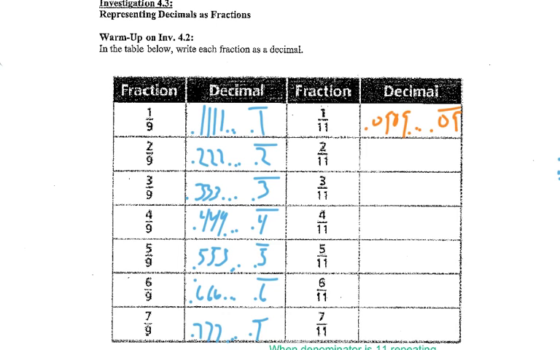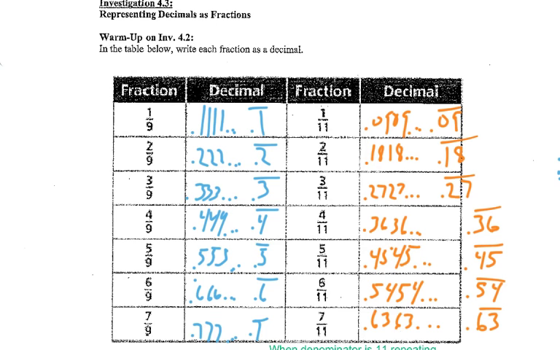Let me try again. So 2/11 is 0.1818 or 0.18 repeating. 3/11 is 0.2727 or 0.27 repeating. So go ahead and fill in the rest of those. Maybe you can see what the pattern is. I don't know, but go ahead and see if you can fill in the rest of those and hit pause.